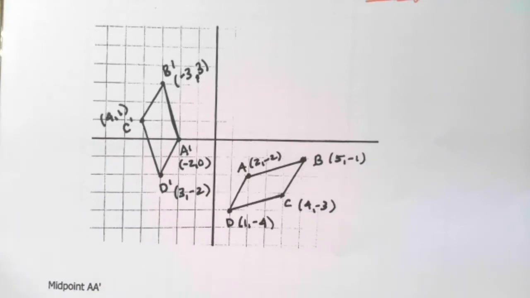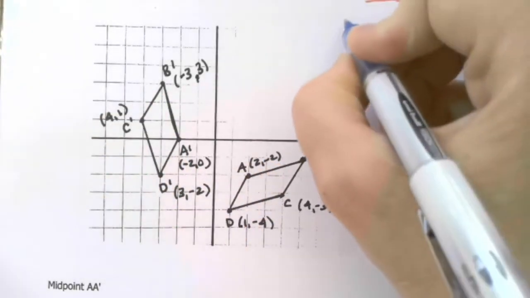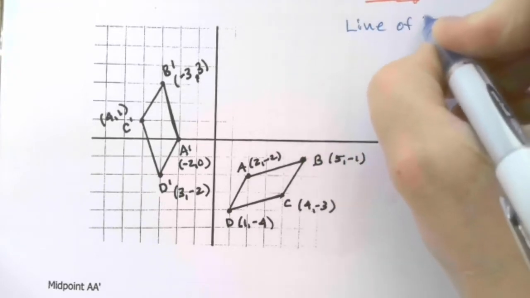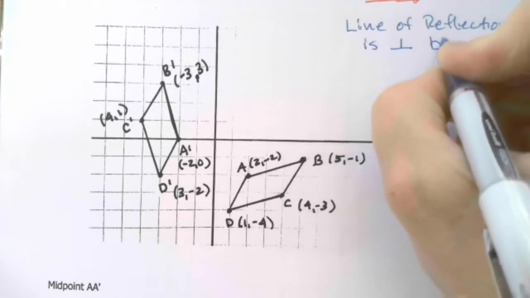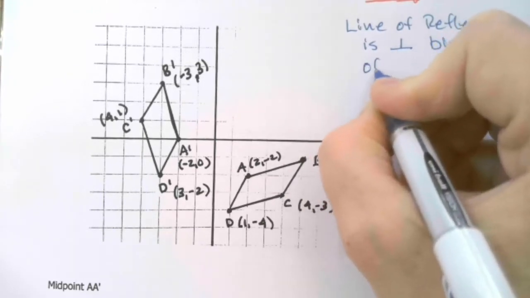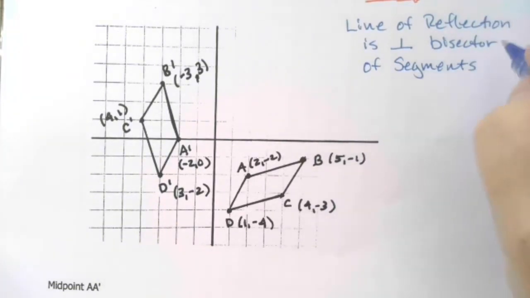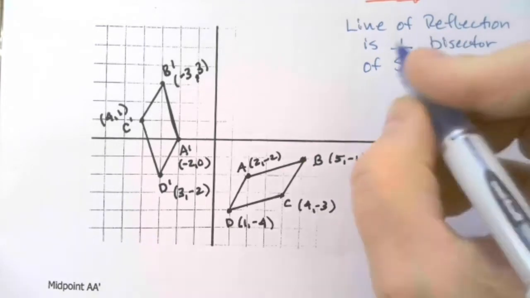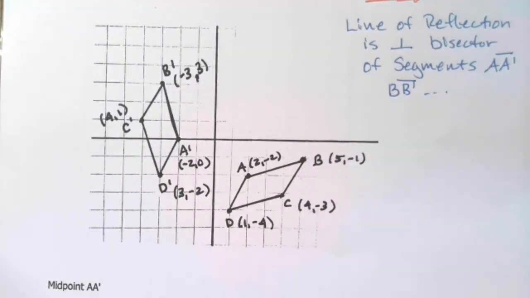So the main idea that you need to keep in mind when looking for a line of reflection is that the line of reflection is the perpendicular bisector of the segments joining matching letters. So let's write that down. Line of reflection is the perpendicular bisector of the segments joining the vertices. So for example, A to A prime, B to B prime. In all cases, it's the perpendicular bisector.